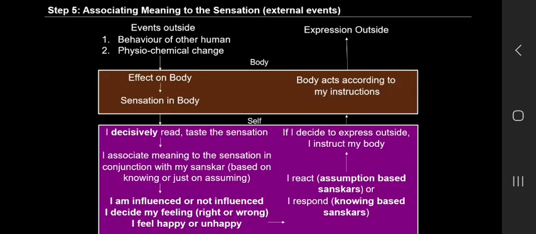So we are trying to observe the interaction between me and the body. Some sensations are taking place at the level of the body. Now I am giving meaning to it, and I am giving meaning on the basis of my sanskar. So on the basis of sanskar, I decide to express outside. So this is what is happening between me and the body.